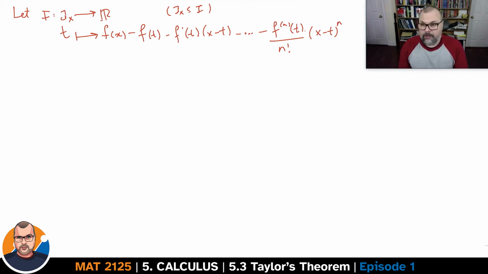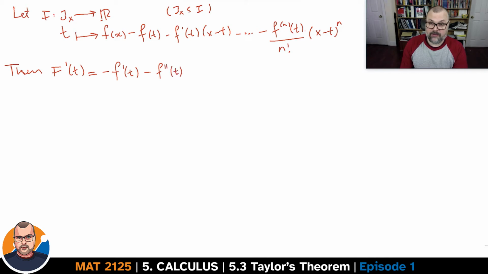What is useful about it? Well, its derivative is fairly easy to compute. F at x, when we differentiate with respect to t, disappears. And then we're left with the derivative of minus f at t, so that's minus f prime at t. And here what we have is minus f double prime at t times (x minus t), where I've differentiated the first term of the product, plus f prime at t times the derivative of (x minus t), which is minus 1. I'll do the other one as well, so that's not written explicitly here, but you can figure out what it would be.